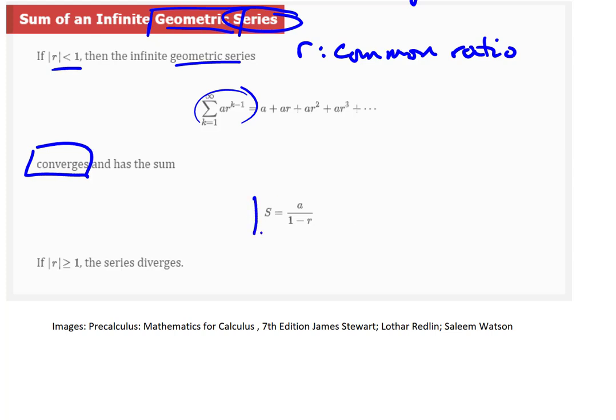Furthermore, we know the equation of the sum, which is a over 1 minus r. Now that's interesting. If you recall the definition for the nth partial sum of a geometric sequence, which we have in a previous topic, you could look at that one and find a very close similarity with this formula. Okay, that's if it converges. Now, if the absolute value of r, the common ratio, is greater than or equal to 1, then it turns out that the series diverges.